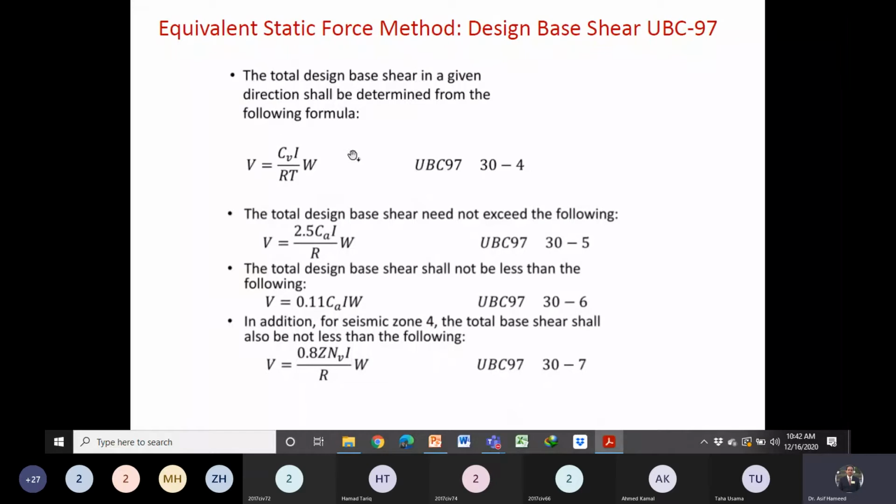Okay. We can calculate the base shear by using this basic formula. It's given in the UBC code, Equation 34. Base shear should not exceed this value, and it should not be less than this value. These are the limits for the maximum base shear and the minimum value of the base shear. And if the structure is to be designed in seismic zone 4, the base shear should not be less than this value. Okay. Now, one by one, we will discuss the different factors in these formulas.